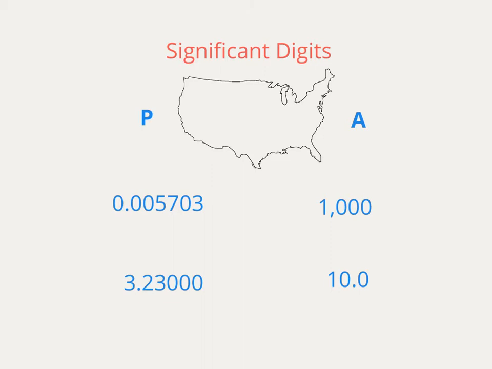Now it's your turn. Use the shortcut to determine how many sig figs are in each of the examples below. Pause the video, try it out, and then hit play when you're ready to check your work.